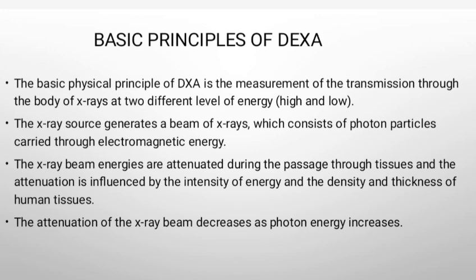The X-ray source generates a beam of X-rays, and this beam of X-rays is attenuated during the passage through the tissue, and the attenuation is influenced by the intensity of energy and the density and thickness of the human tissues. So as we all know, if we increase the energy, the attenuation will decrease. If we decrease the energy, attenuation will increase. Attenuation is nothing but the change in the intensity of the X-ray beam.